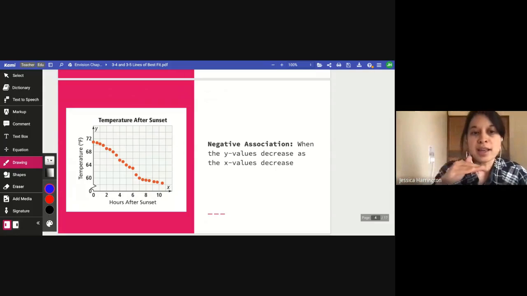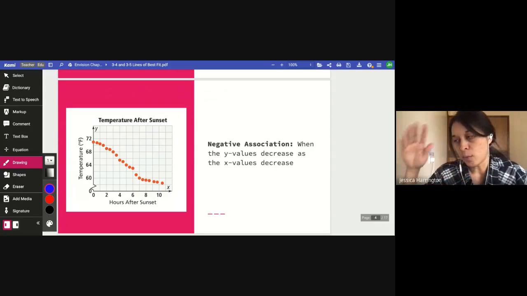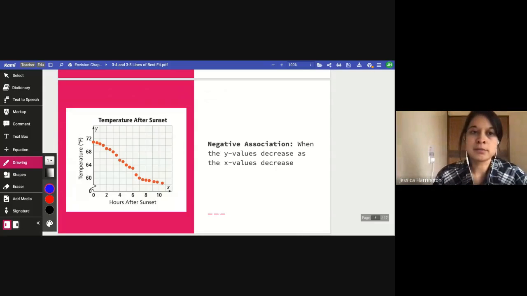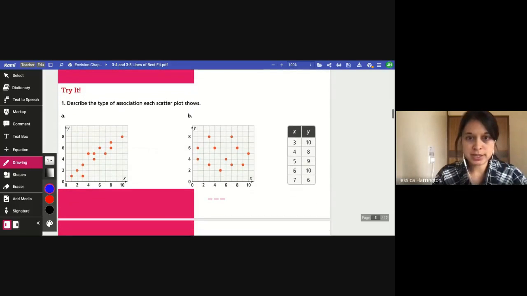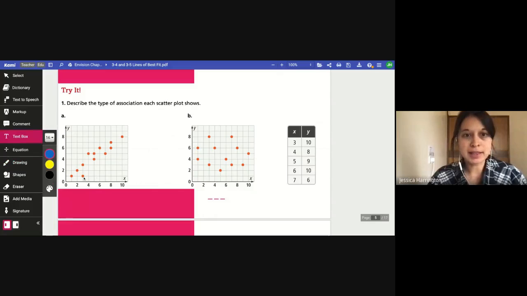So now as the x gets bigger, the y value is actually falling. So one example would be hours after sunset. So now that the sun has gone down, the more hours after the sun has gone down, the colder the temperature gets, the cooler it is, right? And they're pretty much a similar definition as positive and negative slope, so it's easy to remember. So let's look at these. First one, is this a positive or negative association?